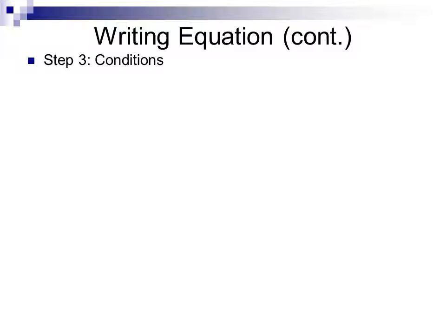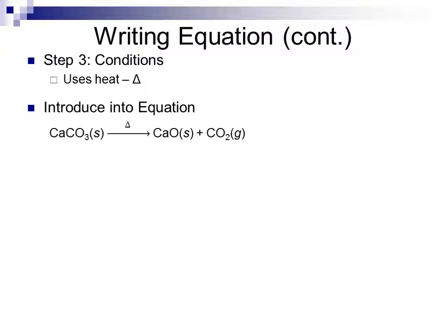The third step is to list any special conditions. Our reaction told us that we were heating this to facilitate the decomposition, so the use of heat is represented with the delta. We introduce this into the equation such that we have the delta over the arrow. Now conditions can be written on top of the arrow or below the arrow depending upon how many conditions we deal with. If there are more than we can fit on top, we'll start to put them below as well.